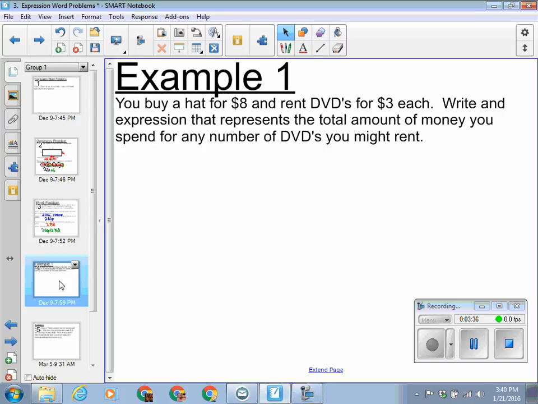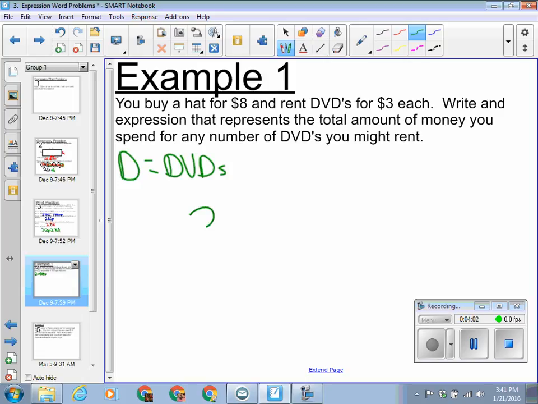If you guys want to try this out on your own, you can. Pause the video. Otherwise, keep it rolling. You buy a hat for $8 and rent DVDs for $3 each. Write an expression that represents the total amount of money you spend for any number of DVDs you might rent. So let's use D for DVDs. And we know they're $3 each, so we can say 3D. And add that to an $8 hat. No need for a variable, just one hat. 3D plus 8 for our total cost.